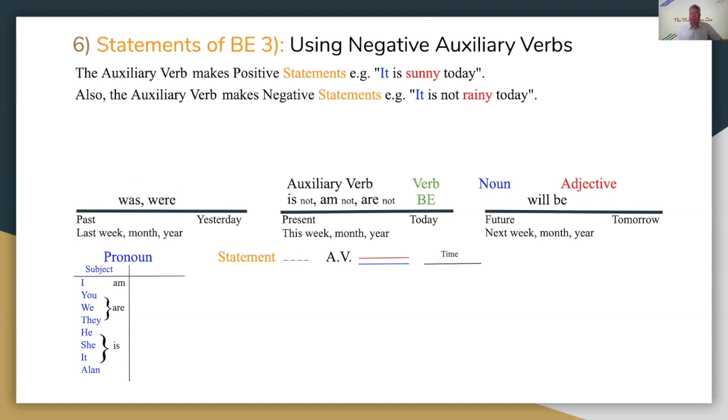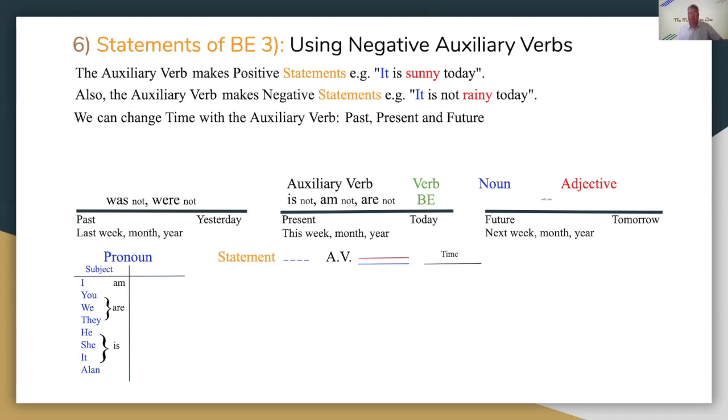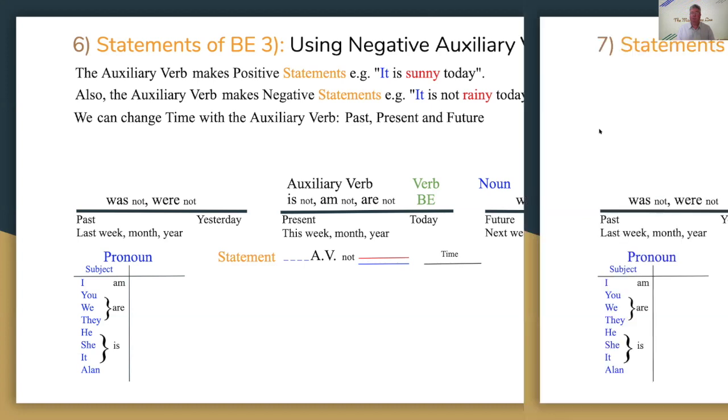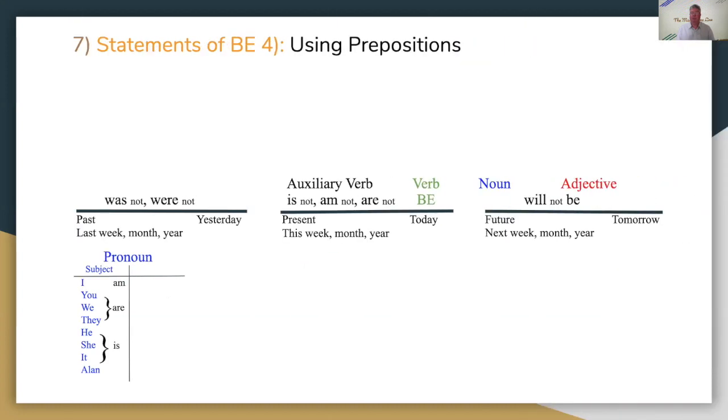We can change this in past, present, or future time. So we can write, it was not rainy yesterday. It will not be rainy tomorrow. And we could use the same formula here with the auxiliary verb. The auxiliary verb becomes a negative auxiliary verb. Okay, so that's the basic idea of using the auxiliary verb.